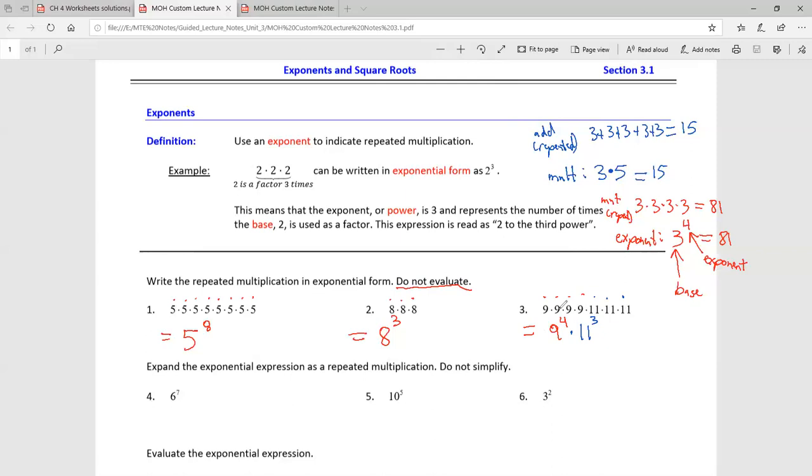Now again, if you're curious, I'm just going to do this really quick. 9, 9, 9, 9 times 11 times 11 times 11. That answer is, unless I goofed, 8,732,691.